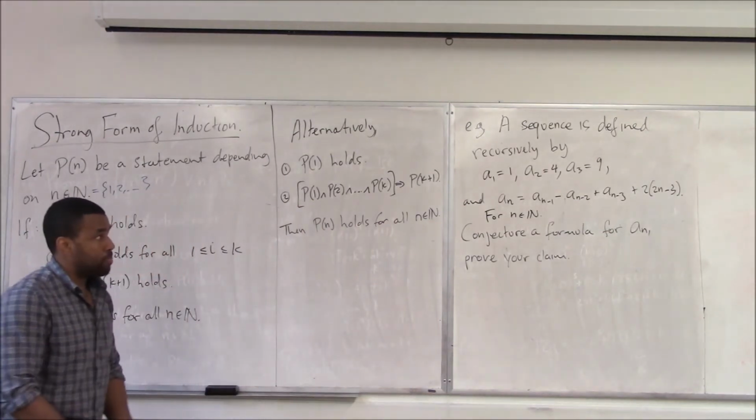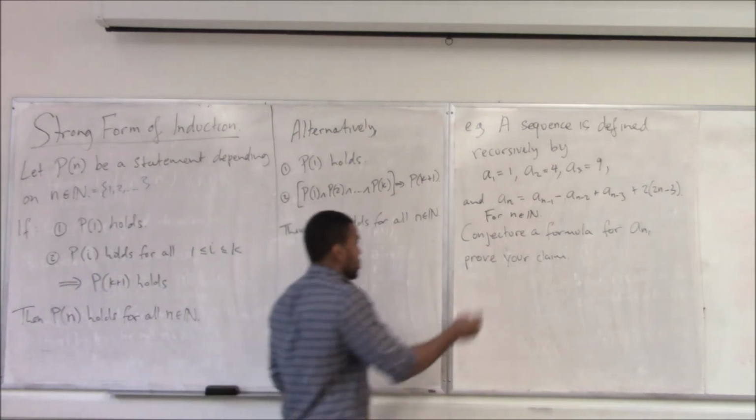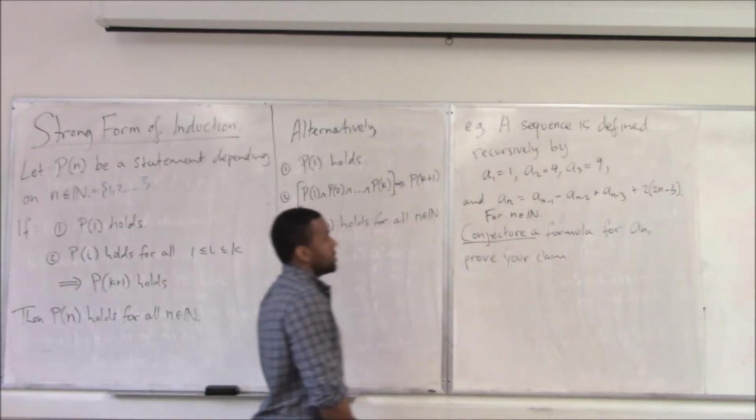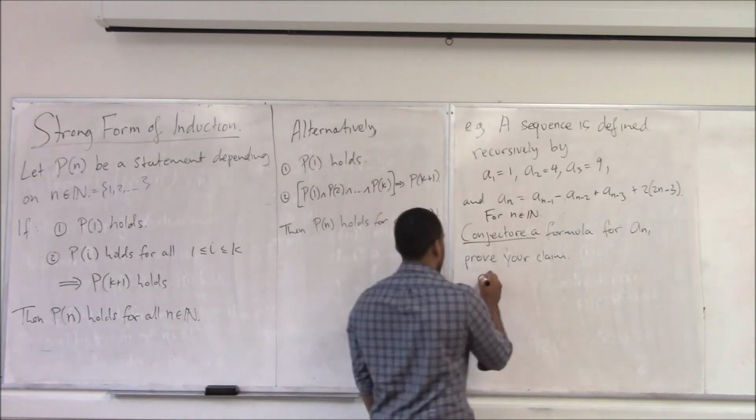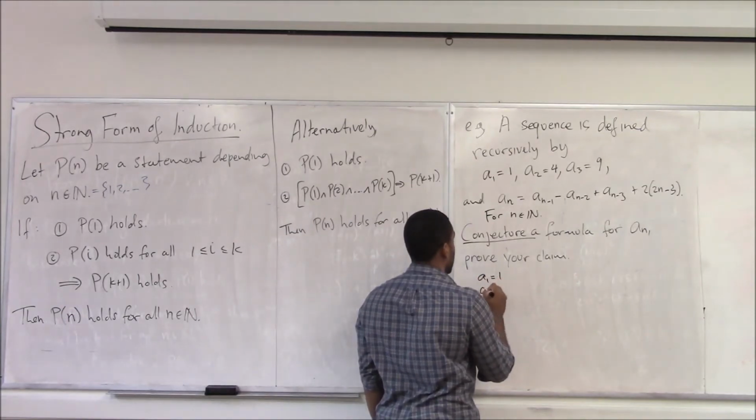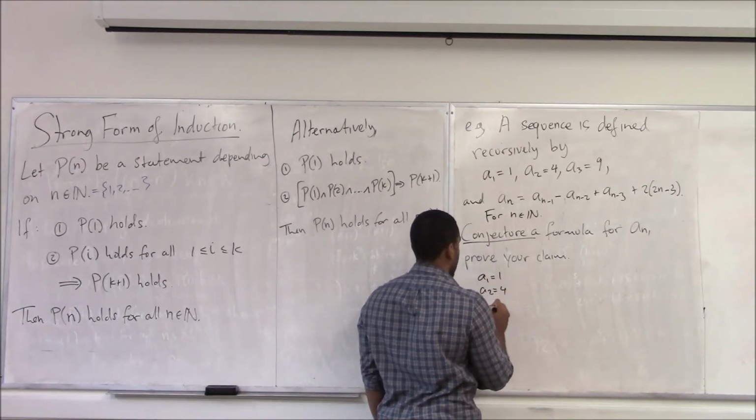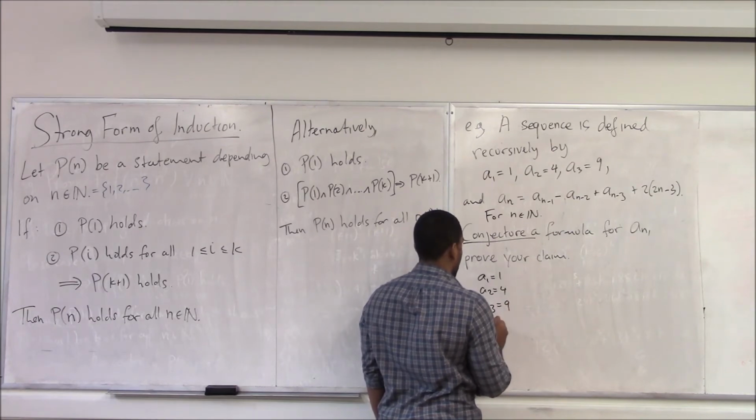So first, let's make a conjecture. What do you think it's going to be? We know A1 is equal to 1, A2 is equal to 4, A3 is equal to 9. What about A4?